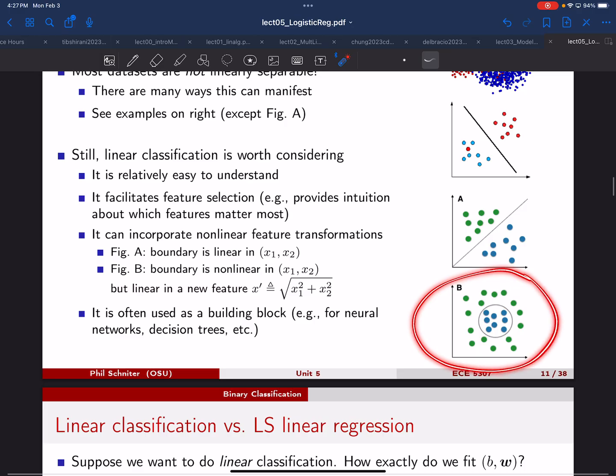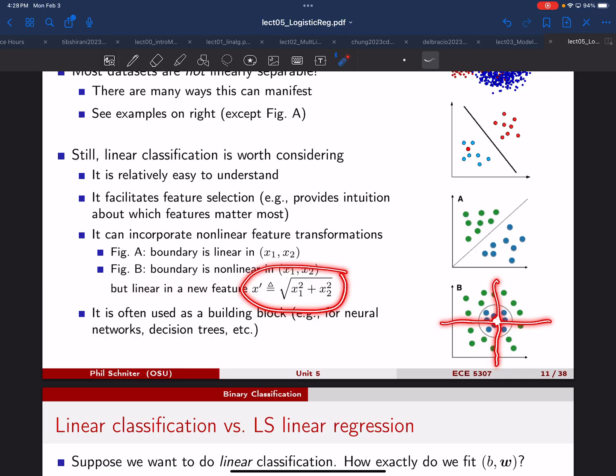For example, if you have this situation here, you can see that the boundary we want, which is the circle, is not linear in x1 and x2, but let's say we constructed this new feature. Let's suppose that this is the origin here, and let's say we compose this new feature, which is basically the radius from the origin. So with that single feature, if I just thresholded that feature, then I can basically make this boundary here, and I can perfectly separate my data. So the point is that if you can do something clever with some sort of nonlinear transformation of your features first, then you can apply linear classification and get really interesting results.